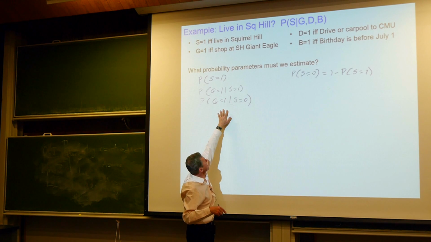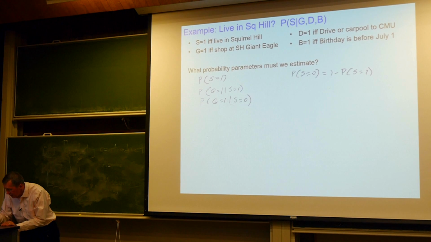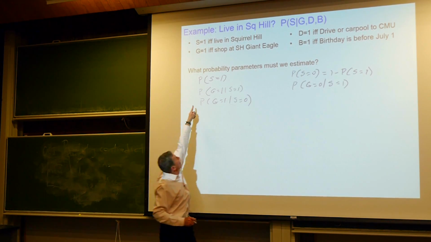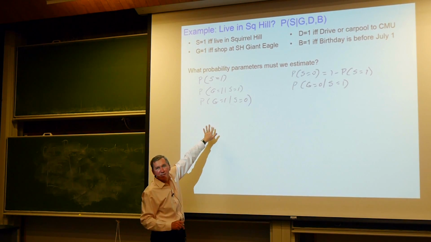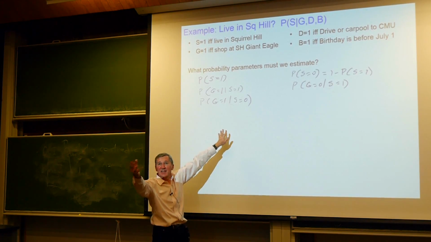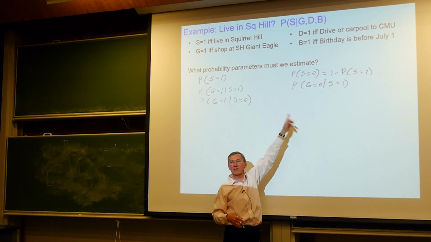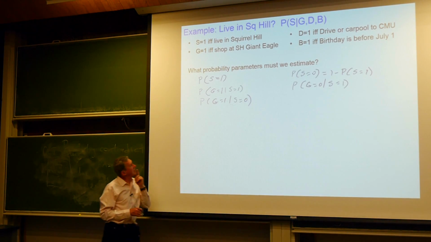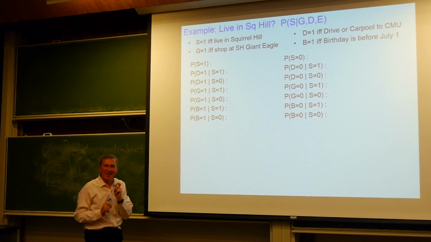I can't calculate the second one from the first one. But from this first one, I can get P of G equals 0 given S equals 1, right? Because those two in that row have to sum to 1. So I'm putting over here the ones that I really have to calculate, that we're going to have to really collect statistics on to get. And over here, ones that we get for free because there's a sum to 1 thing.